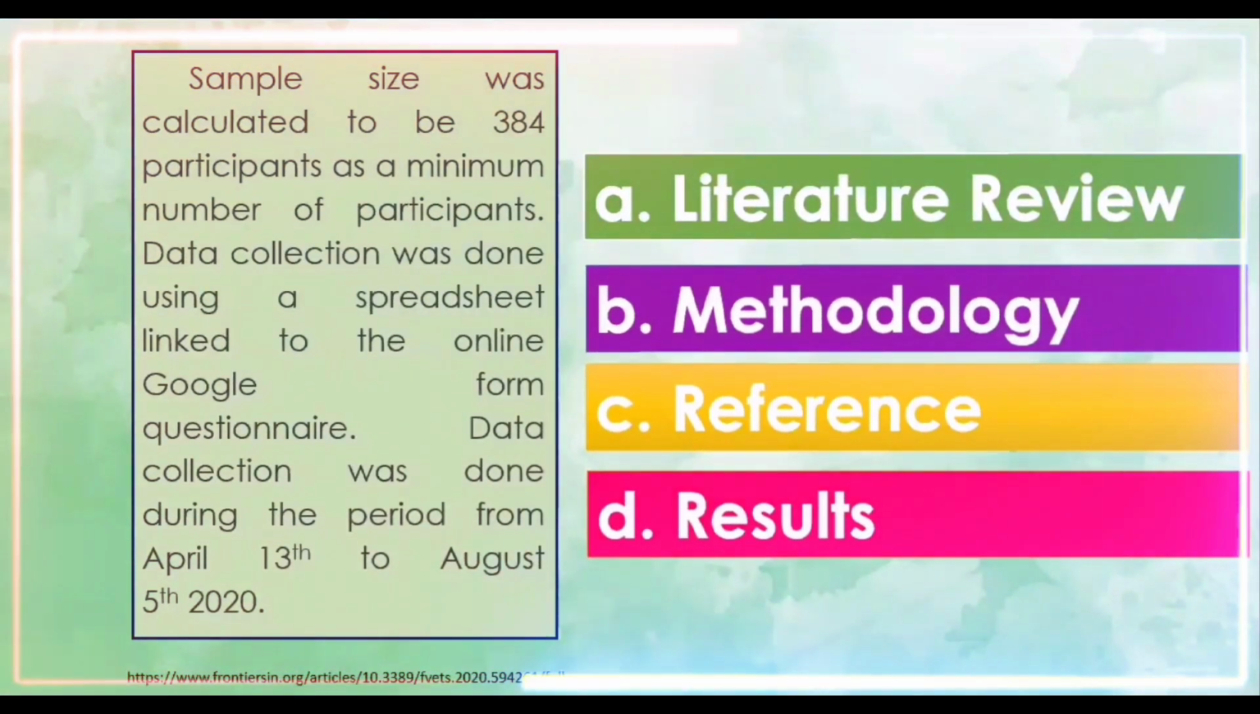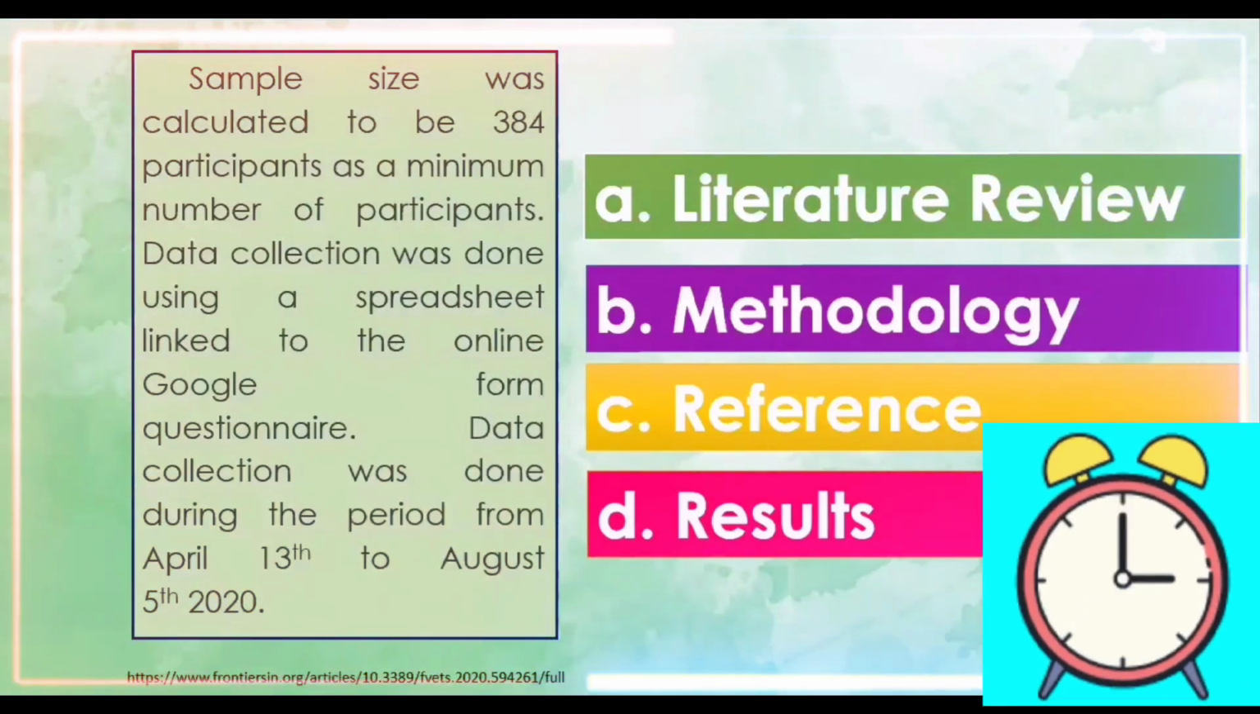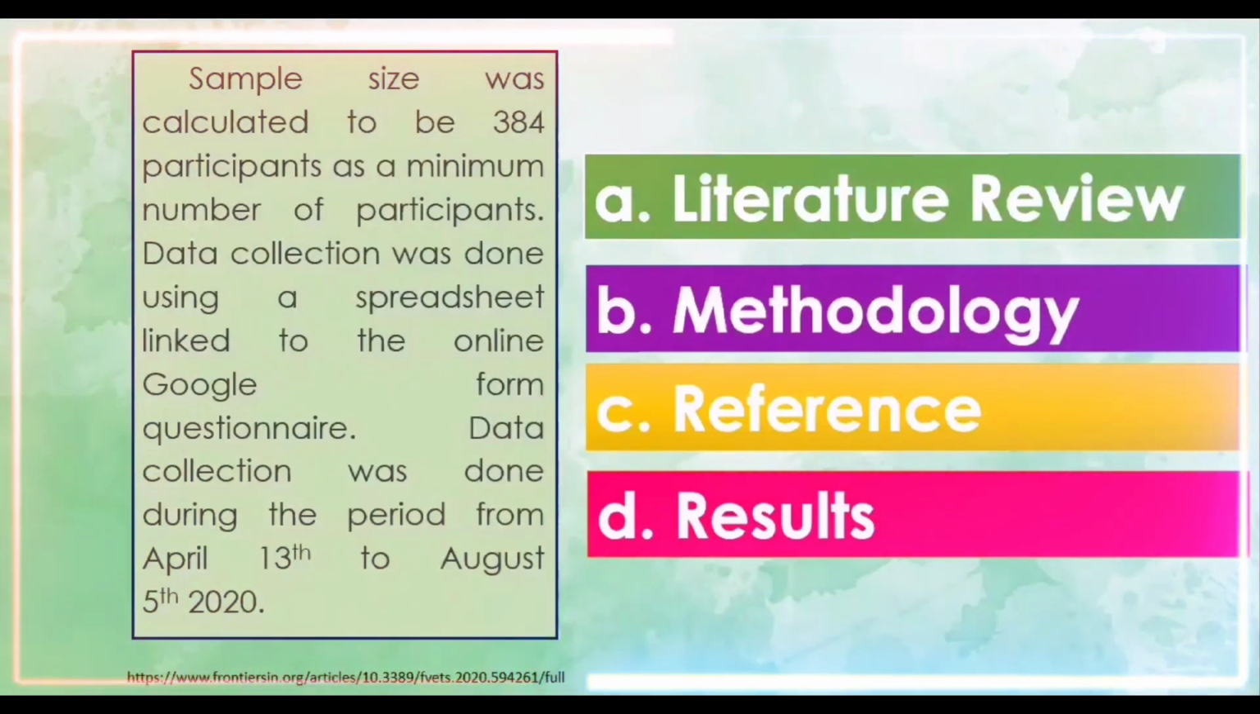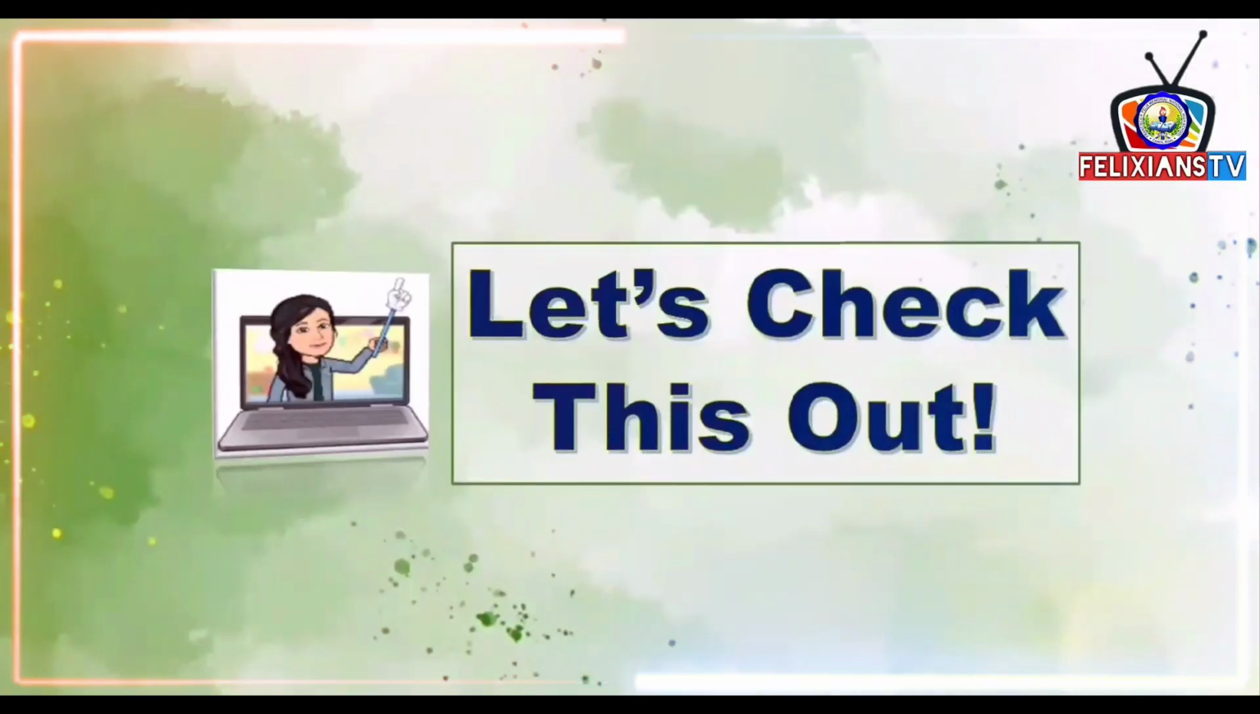Number 5. This data is from the website of Frontiers, and this is an example of A. Literature review, B. Methodology, C. Reference, D. Results. Marvelous! You got the correct answer. The correct answer is B. Methodology.